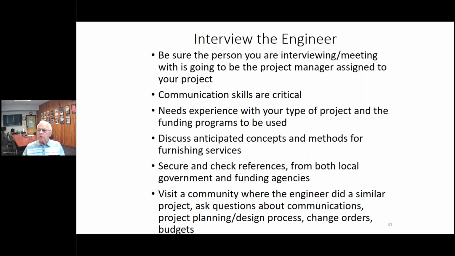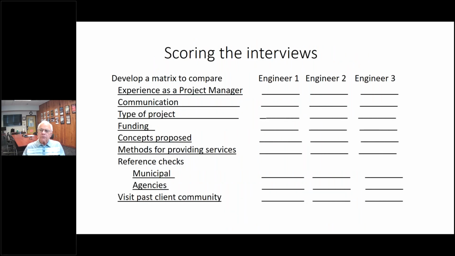The engineer should be well acquainted with all the funding programs presented in the previous slides. In small communities, the engineer will be taking the lead and applying for the project funding and taking care of all details. The discussion of concepts and methods is an opportunity to discuss the engineer's mode of thinking. Here's a little matrix for scoring the interviews. These slides will be available, as Avery has indicated.